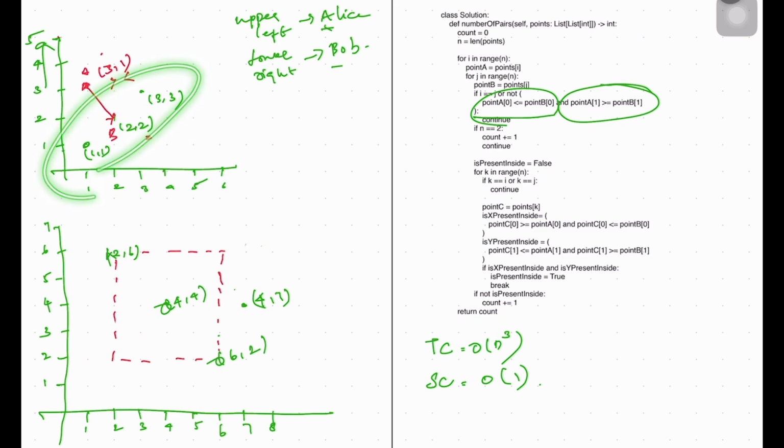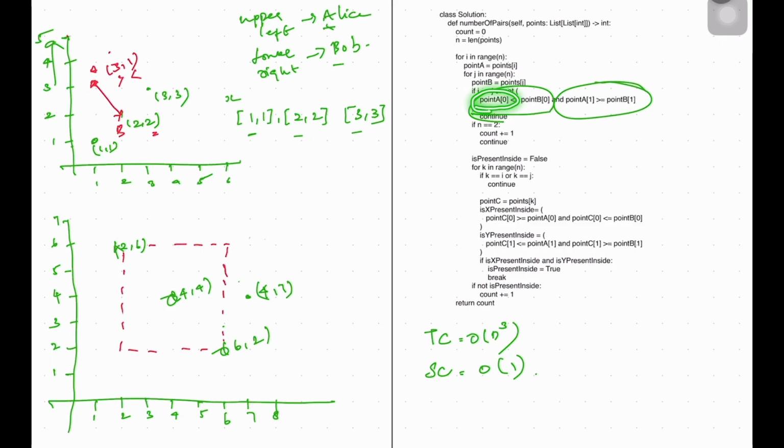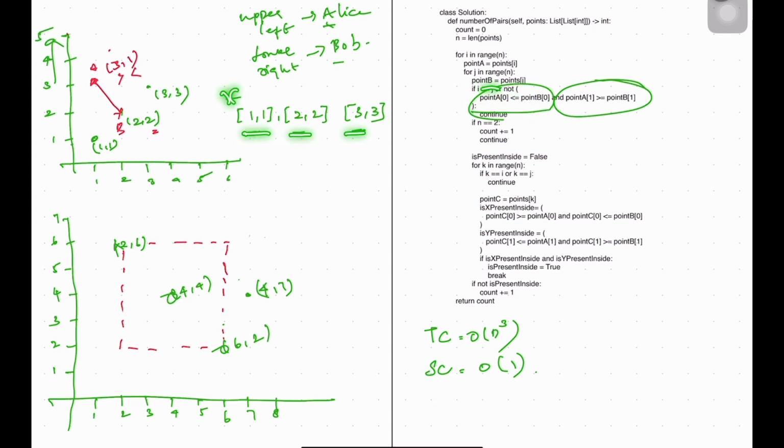What if we sort the given points? For example, let's sort this: 1 comma 1, 2 comma 2 and 3 comma 3. If you sort based on the x, the zeroth value, our loop will be like this. Now for sure x of point A should be less than or equal to point B of 0. So we need x to be in ascending order.